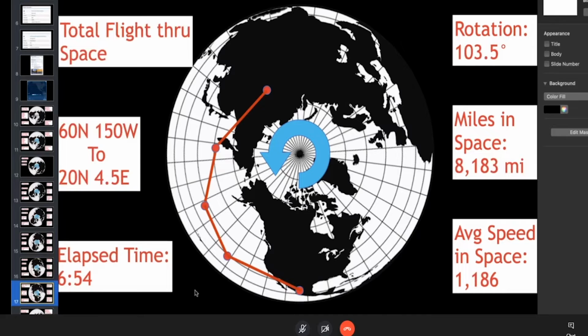So their total flight through space, you can see it all added up. The Earth rotated 103.5 degrees. They went 8,183 miles through space, as opposed to the stationary measured distance of 3,755. And their average speed was 1,186 miles an hour.